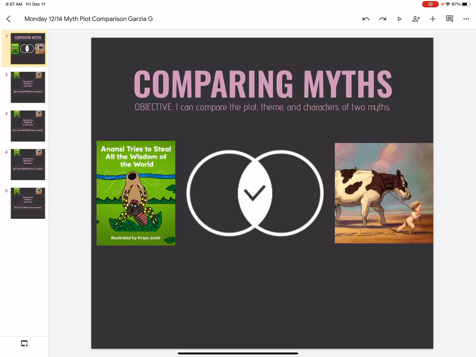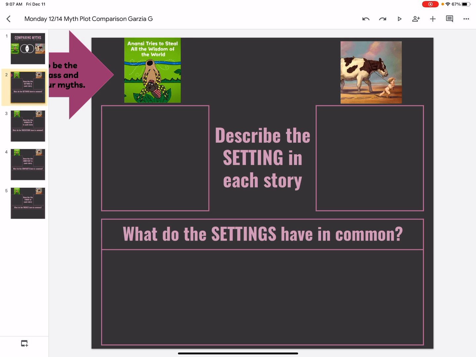Okay, so what we're going to be doing today is reminding ourselves of and thinking about and comparing the two stories that we read last week. We read Anansi Tries to Steal All the Wisdom in the World, and we also read Hermes and Apollo's Cows. We're going to find similarities and differences between the two stories based on the story elements. The first one, we're going to describe the setting in each story.